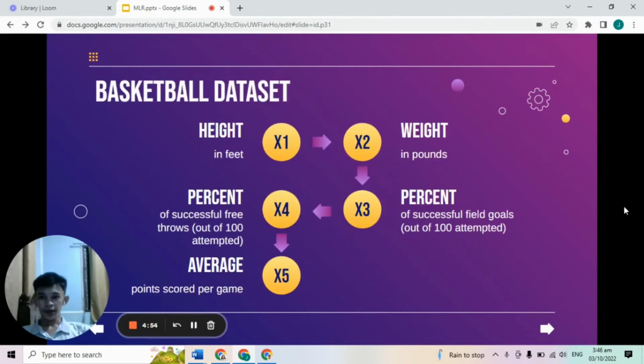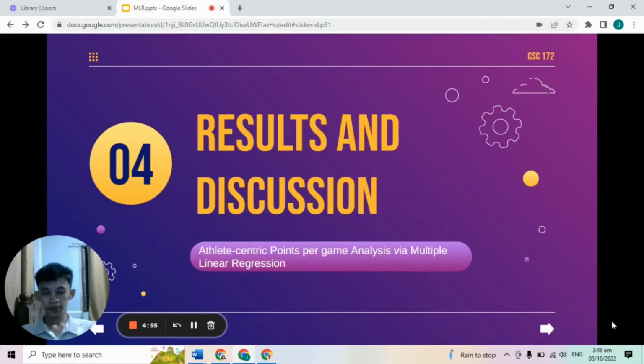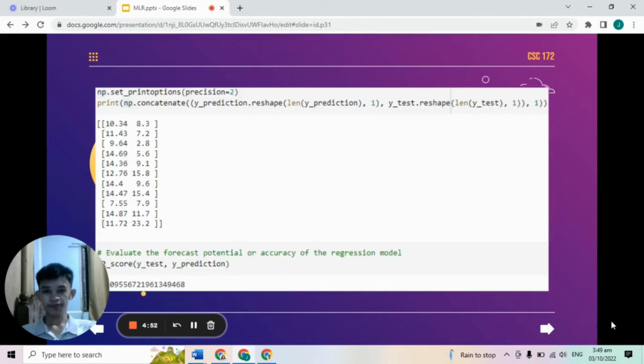Basketball dataset. X1 height in feet, X2 weight in pounds, X3 percent of successful field goals out of 100 attempted, X4 percent of successful free throws out of 100 attempted, X5 average points scored per game. Results and discussion.